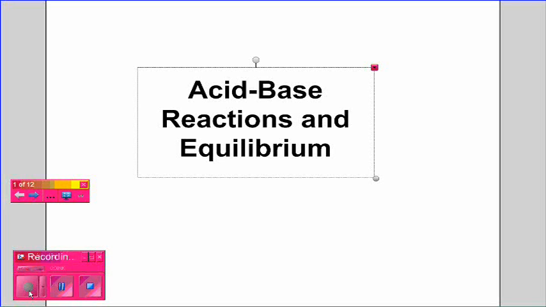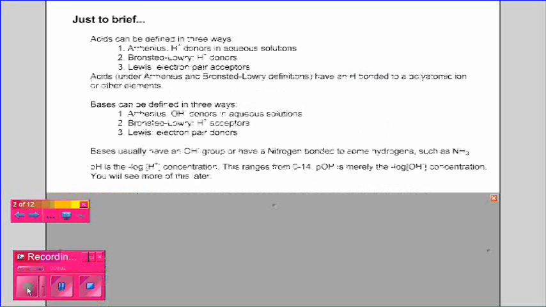This video will be about acid-base reactions and equilibrium. Acids can be defined in three ways: Arrhenius acids, which are H+ donors in aqueous solutions; Bronsted-Lowry acids, which are H+ donors; and Lewis acids, which are electron pair acceptors. Acids, under Arrhenius and Bronsted-Lowry definitions, have an H bonded to a polyatomic ion or other elements.